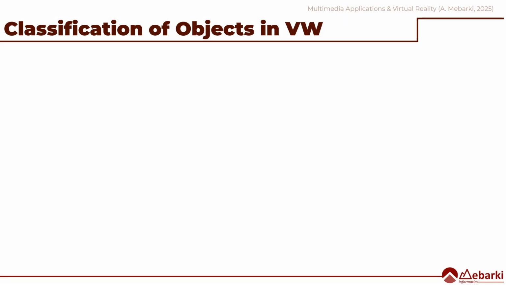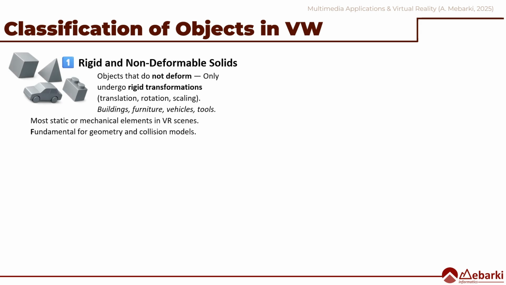Moving on to a fundamental question, one that determines the choice of both format and modeling approach. What types of objects can exist in a virtual world? First, we have rigid and non-deformable solids. These are objects that do not deform. They only undergo rigid transformations, such as translation, rotation, or scaling. They represent static or mechanical elements like buildings, furniture, or vehicles.